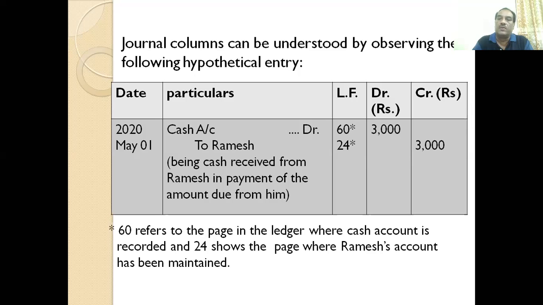So as I told you, when we go for posting in a journal, what do we do? First we mention the day and date. So first we have written here the year 2020, then May 1st. So this is the date and the year in which the transaction has been made. So this is the first column.